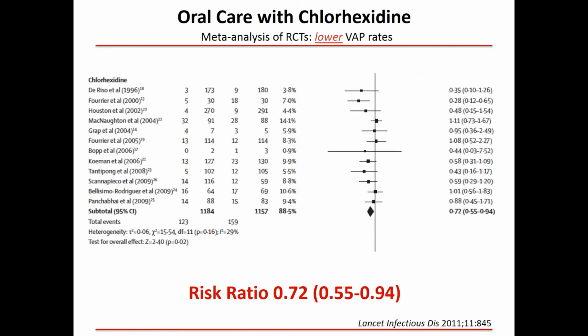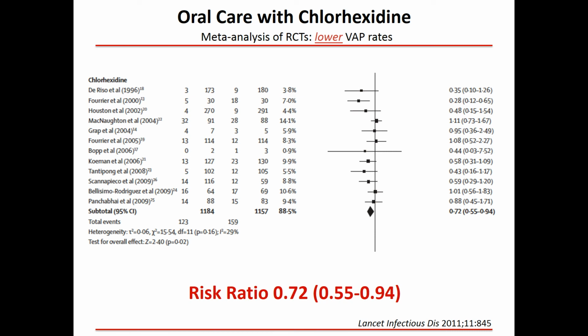Oral chlorhexidine is another key component of the bundle. Our use of oral chlorhexidine is predicated upon a couple of meta-analyses that suggested that collectively the randomized controlled trials are associated with a decrease in VAP rates. Now, if you look at this meta-analysis, you'll see that individually the vast majority of studies did not find an association between chlorhexidine and lower VAP rates. The signal really comes from meta-analysis alone.